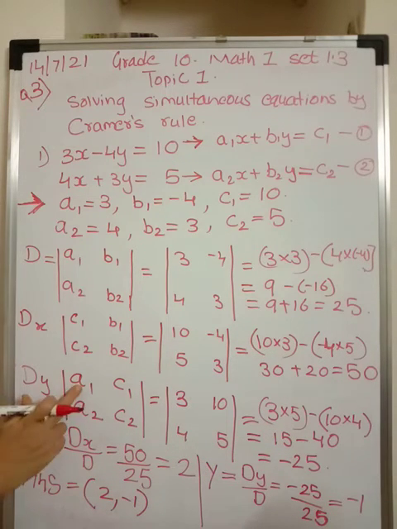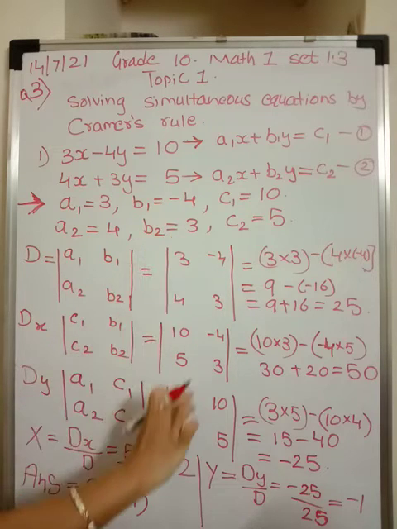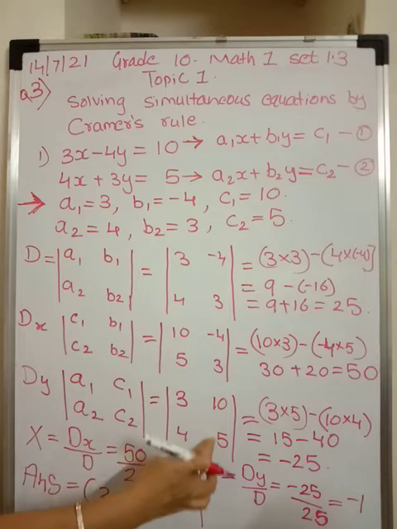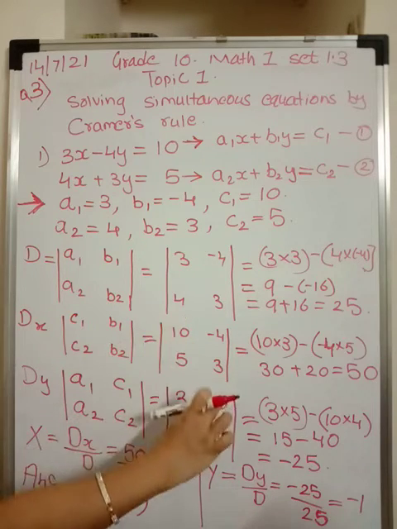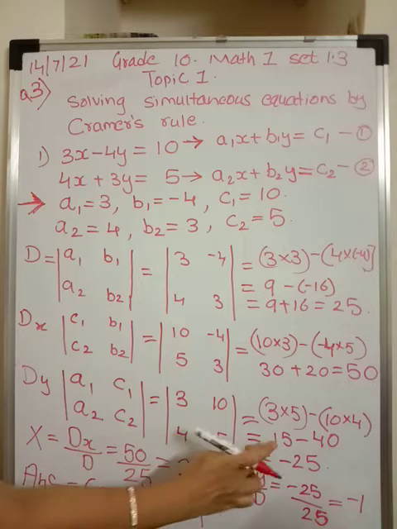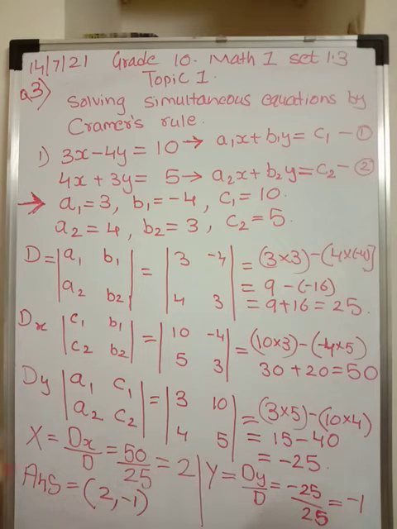dy: a1, a2, c1, c2. a1, a2 are 3 and 4. c1, c2 are 10 and 5. 3 fives are 15 minus 40. You get minus 25. Now what is the use of finding D, dx and dy?